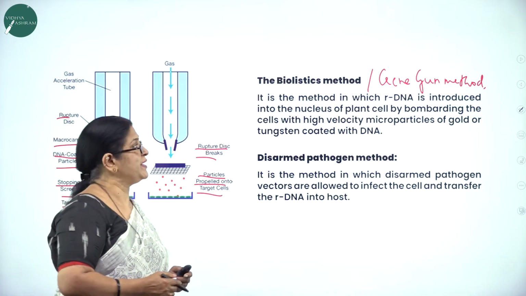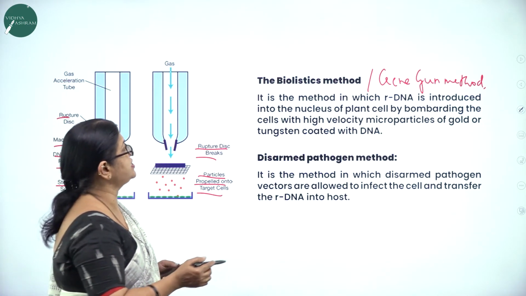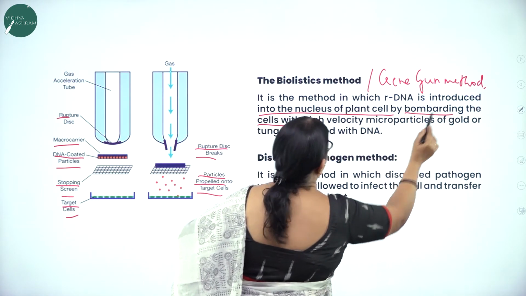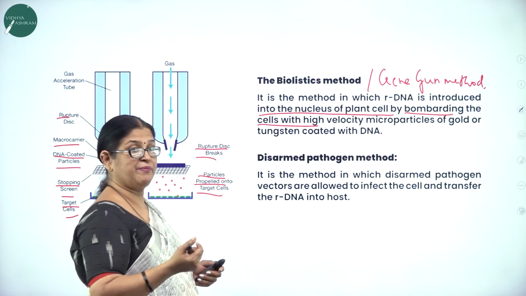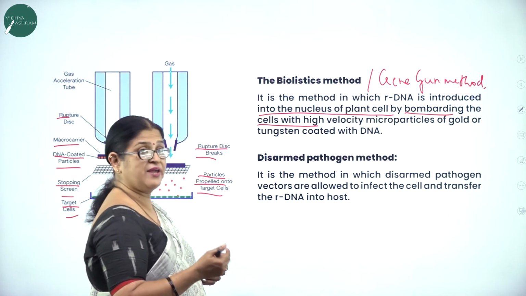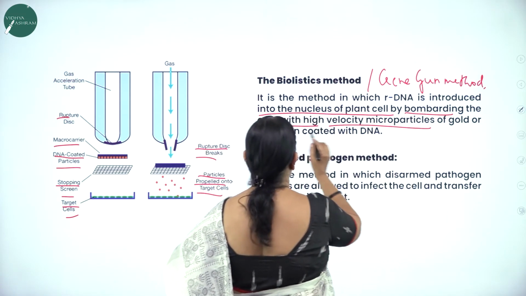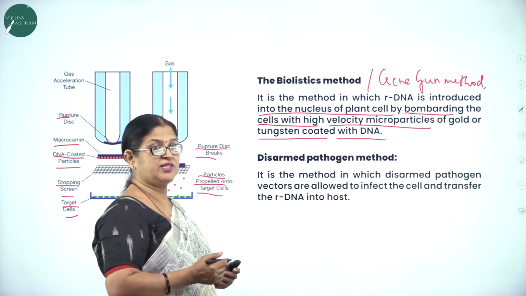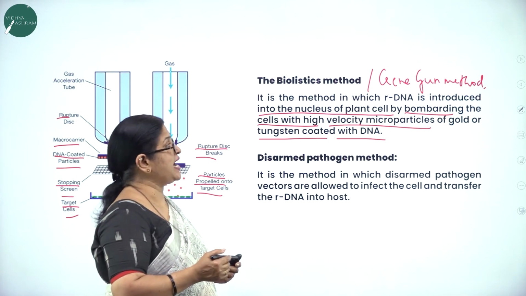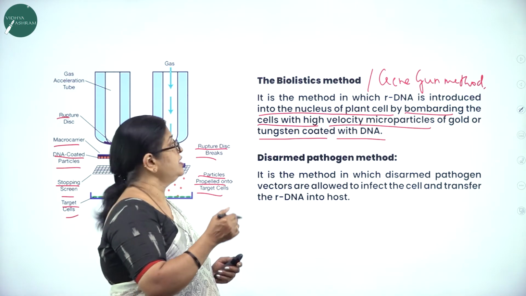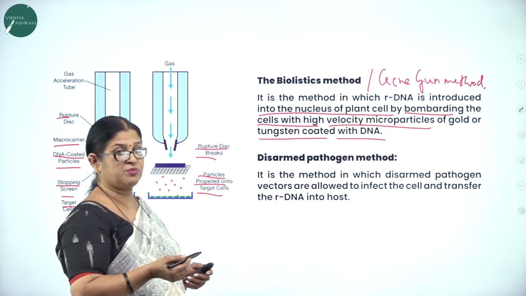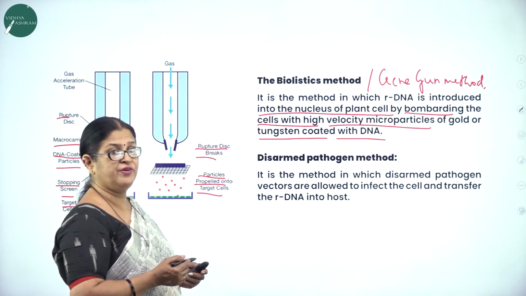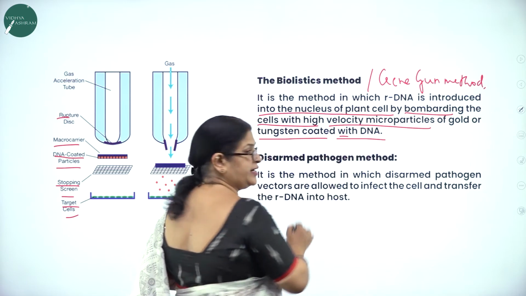So biolistic method, it is the method in which rDNA is introduced into the nucleus of plant cell by bombarding the cells, very important, hence the name gene gun or biolistic method, with high velocity microparticles of gold or tungsten coated with DNA. So what is biolistic method or gene gun method? It is a method in which rDNA is introduced into the nucleus of the plants, into the host body by bombarding the cells with high velocity microparticles of gold or tungsten coated with DNA.